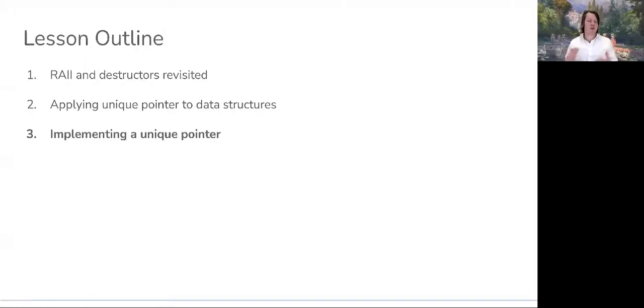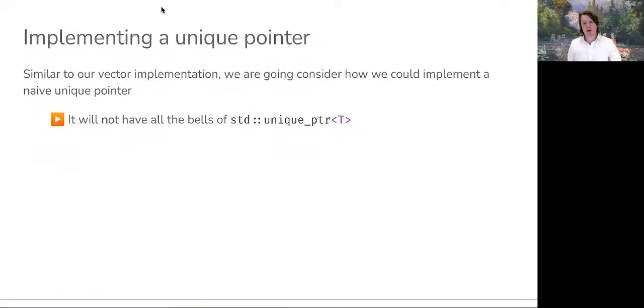Welcome back. So I probably should have titled this section of today's lesson Behaviors of a Unique Pointer, because we're going to briefly go through a subset of the total behaviors available to you in a standard library unique pointer. I was planning on building this up, so I was going to say similar to our vector implementation, we are going to consider how we could implement a naive unique pointer.